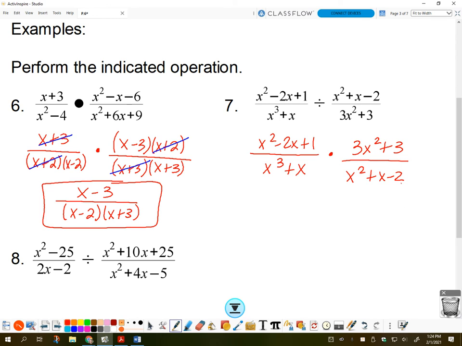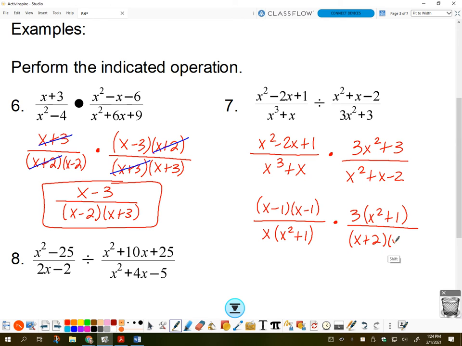Right, now we can factor everything. So this guy is going to be x minus 1, x minus 1. For this, all I can do is take out an x, so I have x squared plus 1 left. For this one, we can take out a 3, so we have x squared plus 1. And then here, we're going to guess and check, and x plus 2, x minus 1.